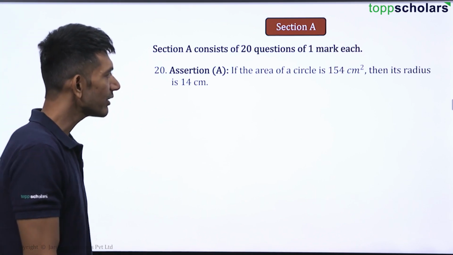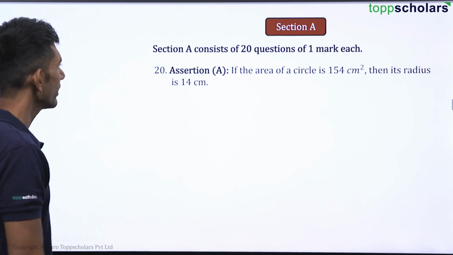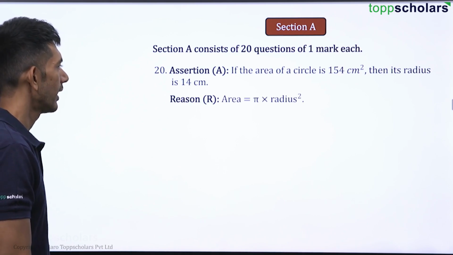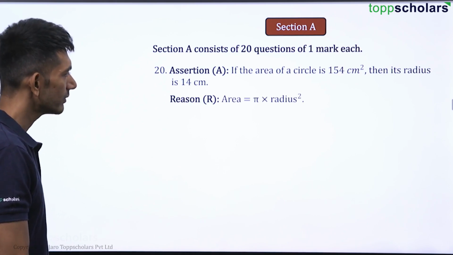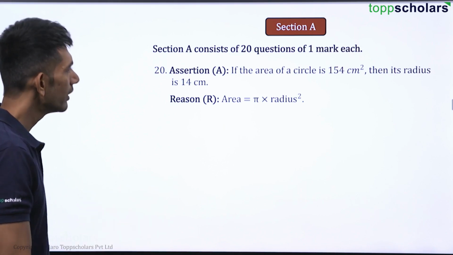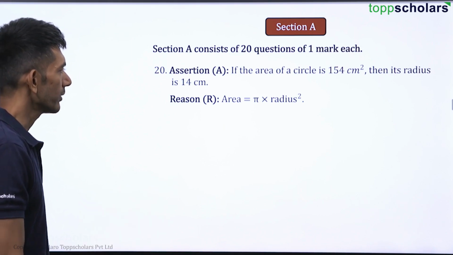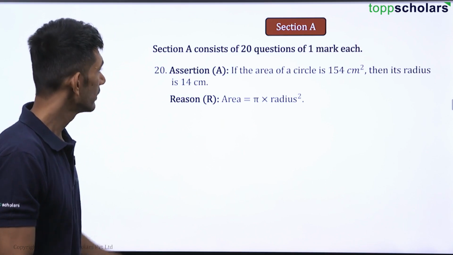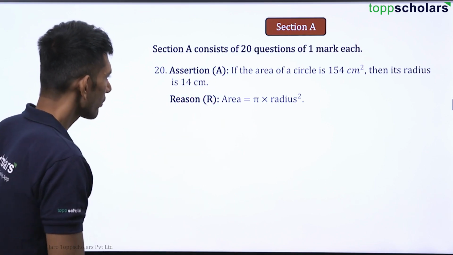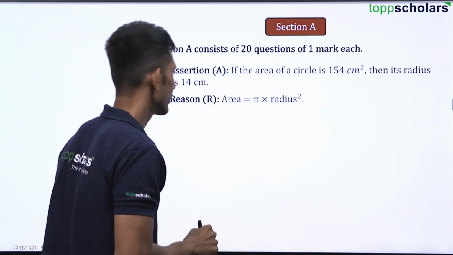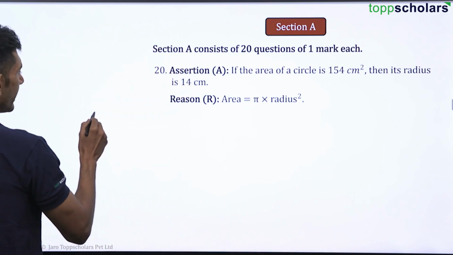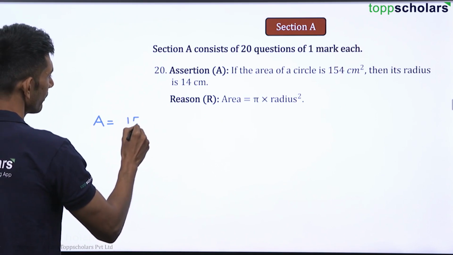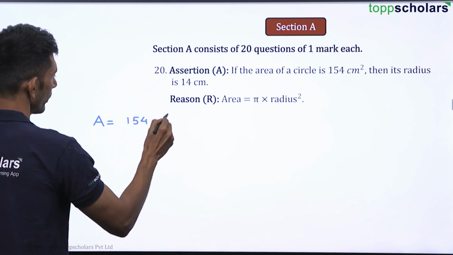It says if area of the circle is 154 centimeter square, then its radius is 14 centimeter. And the reason is given: area of the circle is pi into radius square. Okay. So firstly again we need to identify whether both the statements are true or false. Okay, let's talk about assertion. Area is given as 154 centimeter square.